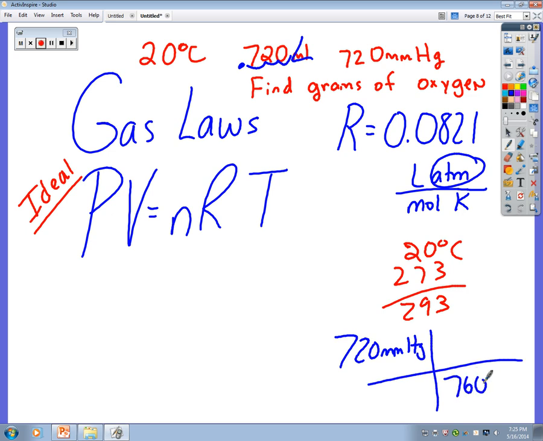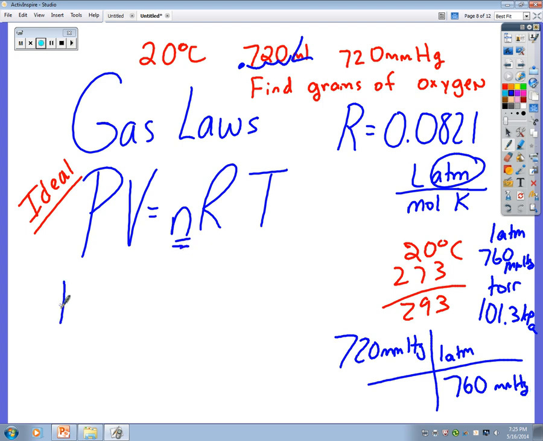To change millimeters of mercury to atmospheres, I need to go 720 millimeters of mercury over 760. Remember, our values, what are they? They are 1 atmosphere, 760 millimeters of mercury, 760 torr, and 101.3 kPa. So what's true? That's equal to 1 atmosphere. So when I do my math, I'm going to go ahead and find grams. That means I need to find moles.